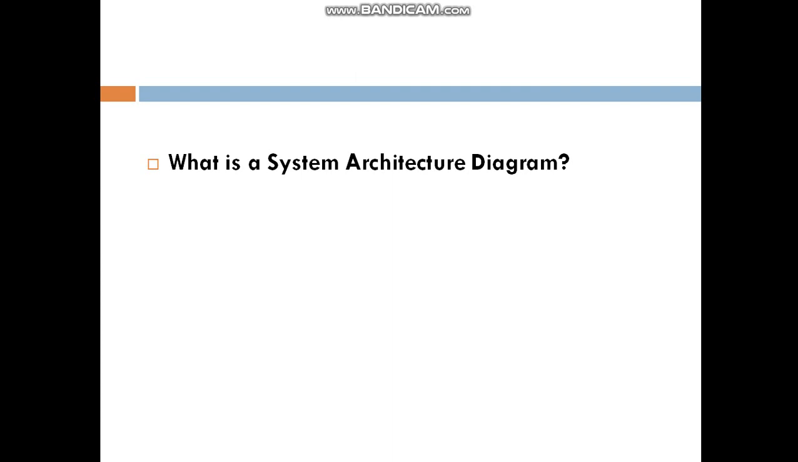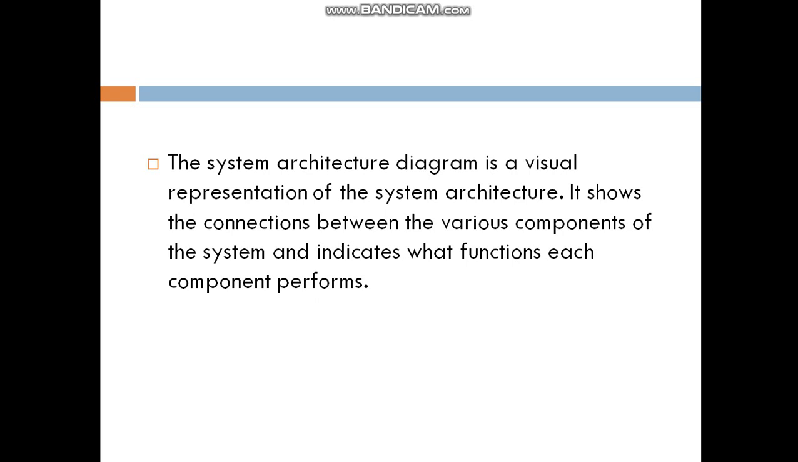What is system architecture diagram? The system architecture diagram is a visual presentation of the system architecture. It shows the connection between the various components of the system and indicates what function each component performs.